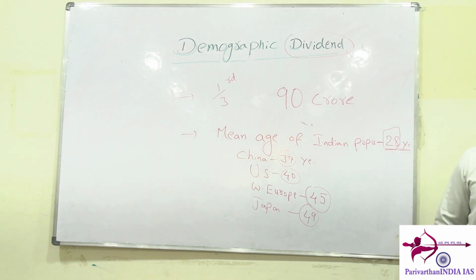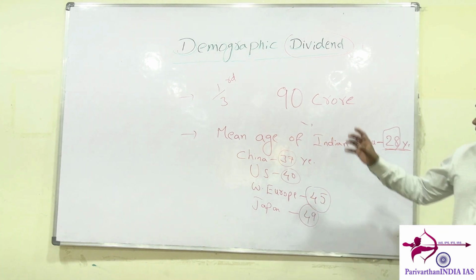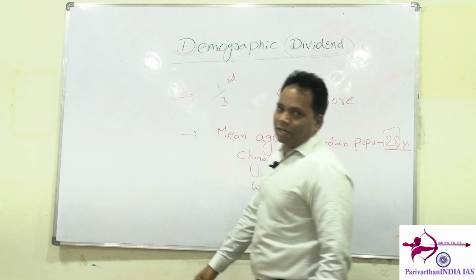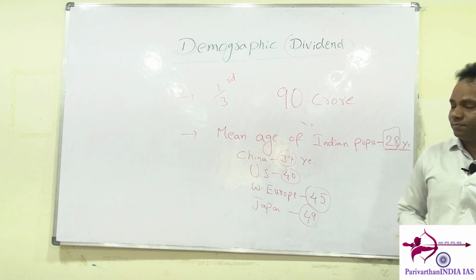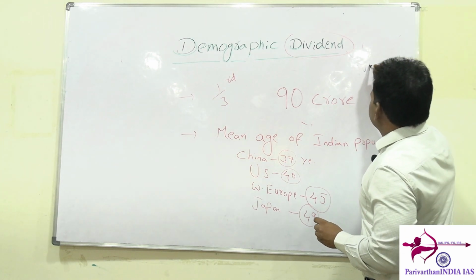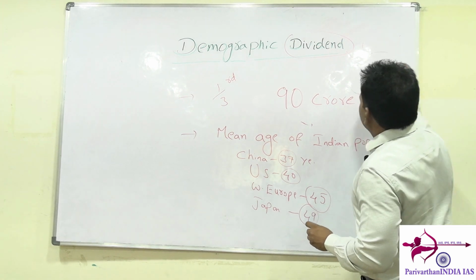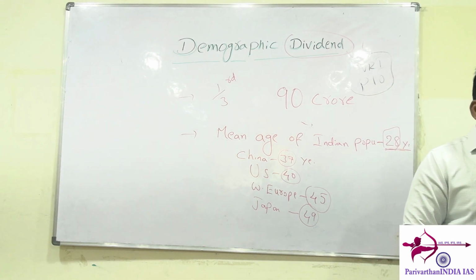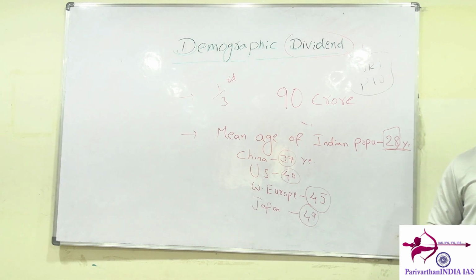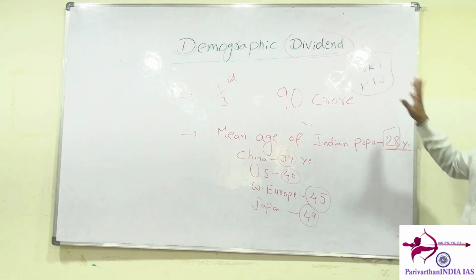Just look at the NRIs. This is the discussion of NRIs now. If you calculate total NRIs and PIOs combined, India's strength is around 2.5 crore. That is around 25 million Indians in foreign countries in the form of NRIs and PIOs.